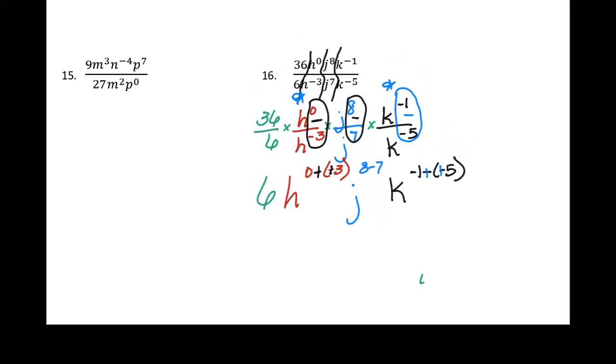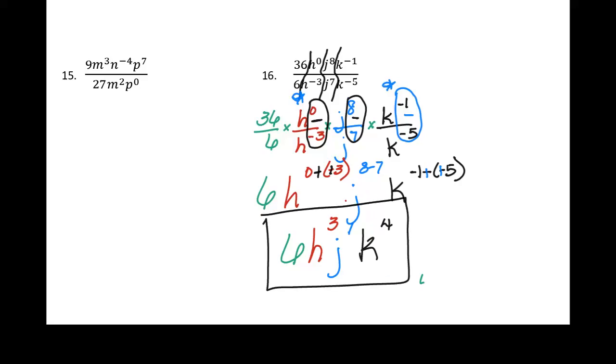So as I simplify, I get 6. 0 plus 3 gives me h to the third. 8 minus 7 gives me j to the first, or just j. And k, -1 plus 5 is k to the fourth. So this is your final answer.